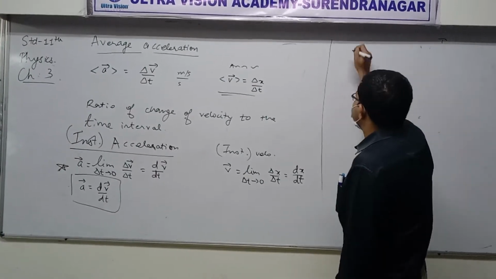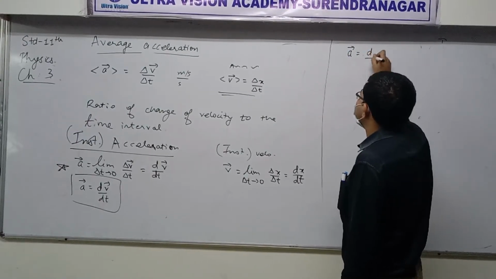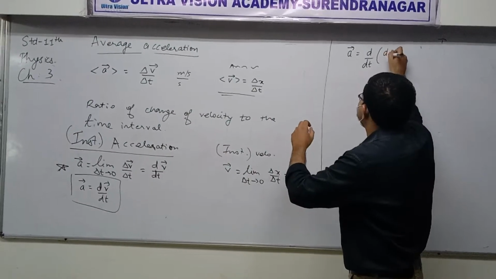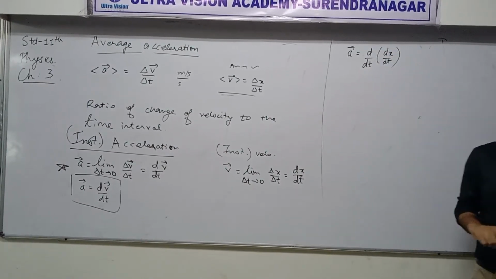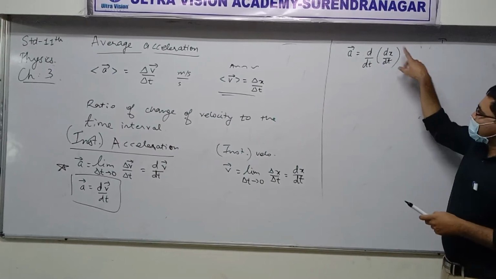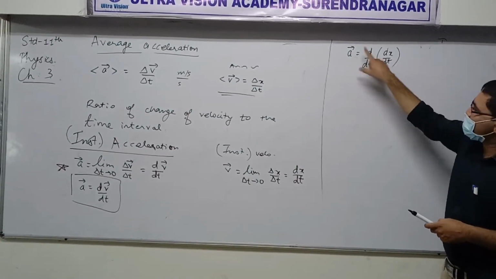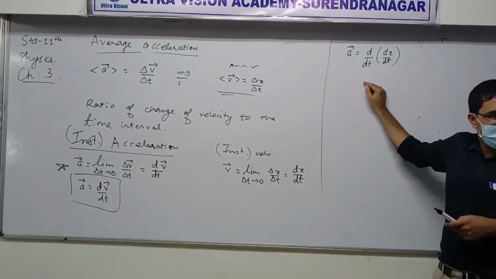So what this means is as follows. If I write a vector is equal to d by dt of v, now what is v actually? v vector is dx by dt. Yes or no? Did you understand what I have written? I repeat, a bracket is there. v vector is velocity. So a vector equal to dv vector by dt.